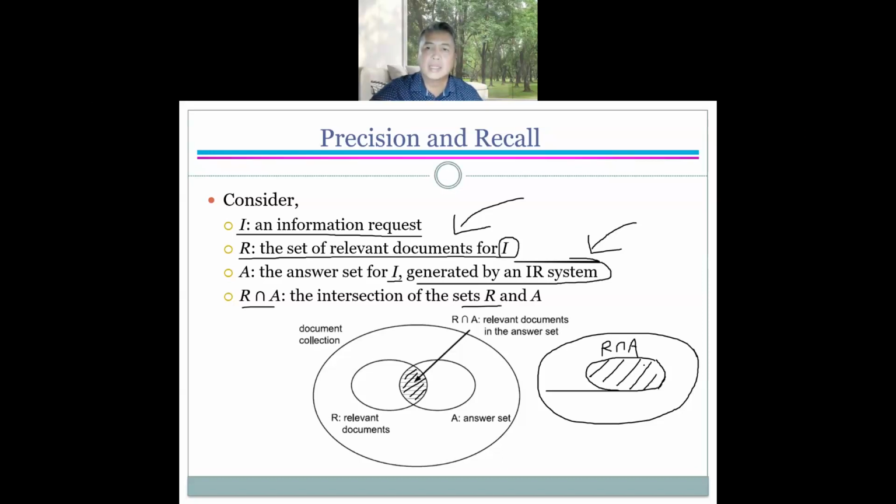So we want to maximize this. Okay. So for that reason, based on TR and also DA, we will define what is precision and what is recall. This precision and recall will be used to identify the performance of the IR system.